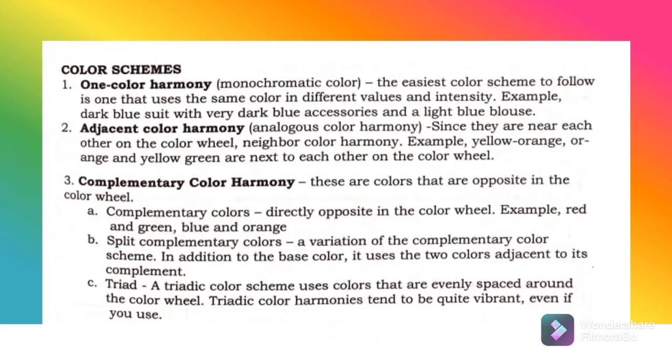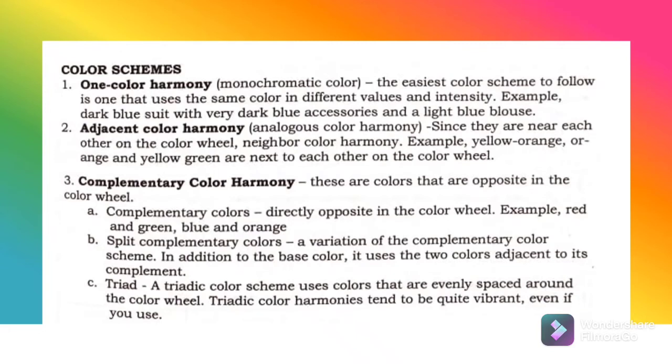Color schemes. One-colored harmony, or monochromatic color. The easiest color scheme to follow is one that uses the same color in different values and intensity. Example, a dark blue suit with very dark blue accessories and a light blue blouse. So all of that is blue. It depends on the shade, whether it's lighter or darker.